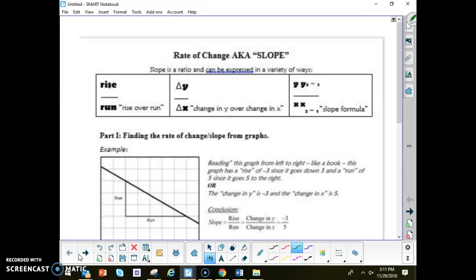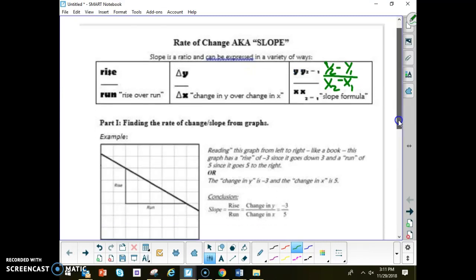It's called rise over run, delta y over delta x, and it's also y sub 2 minus y sub 1 over x sub 2 minus x sub 1. Whoops, this didn't turn out real well. And the twos and the ones, these are just points somewhere. So we're going to look first from a graph.